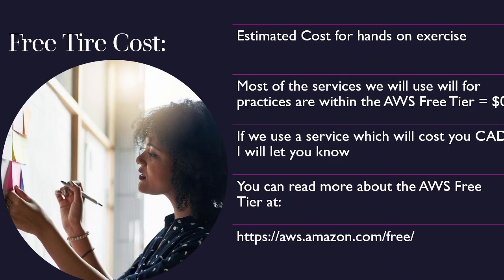The estimated cost for the hands-on exercises is $0. We're going to use the free-tier services, and if we use any service which is going to cost you, I'll let you know, and we will try to minimize the cost. It shouldn't be more than $5 or $10 throughout the course, but 99% of the course I'll try to cover with free-of-charge or free tier services. You can read more about the AWS free tier on this website. It will let you know what services and configurations come under the free tier.